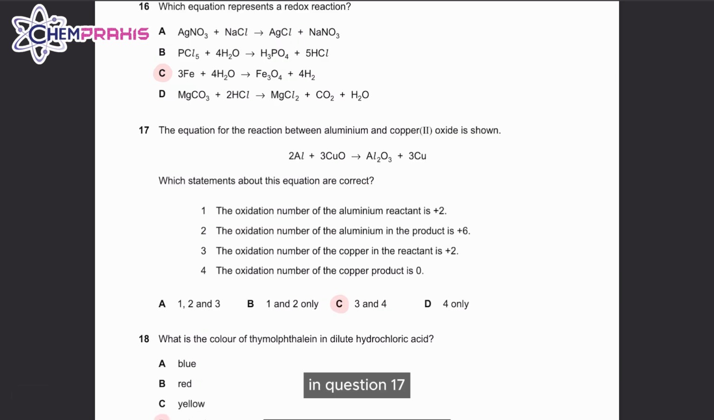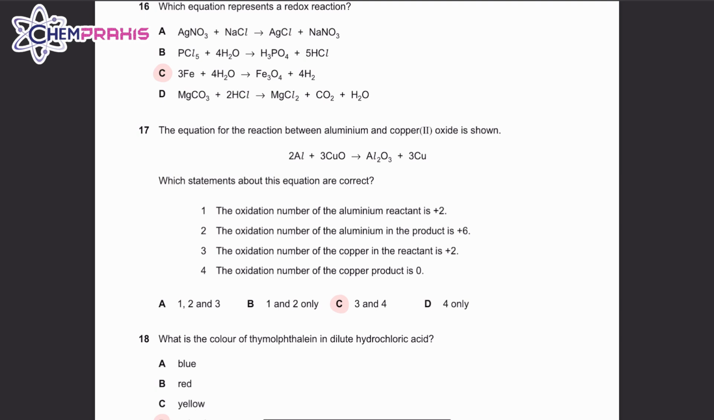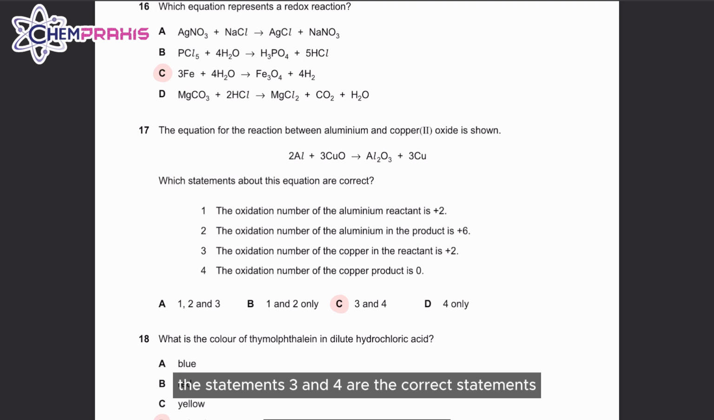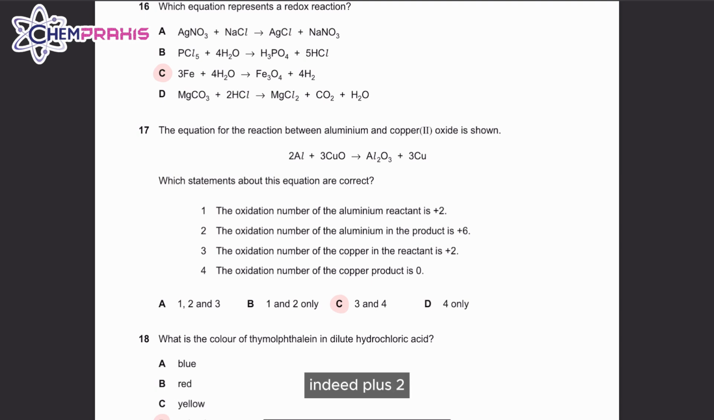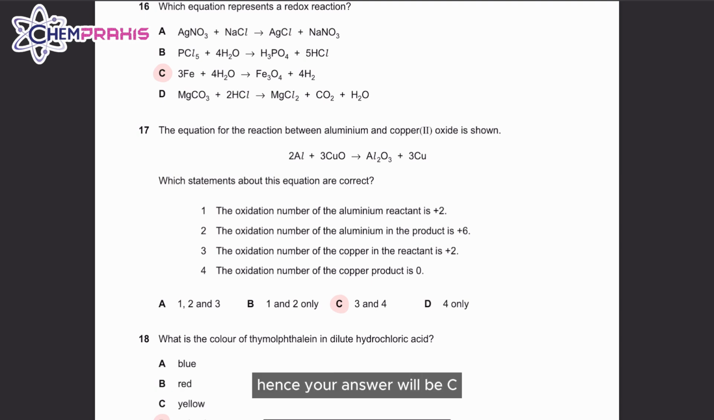In question 17, the equation for the reaction between aluminium and copper(II) oxide is shown. Which statements about this equation are correct? Statements 3 and 4 are the correct statements, as the oxidation number of the copper in the reactant is indeed +2 and the oxidation number of the copper product itself is 0. Hence, your answer will be C.